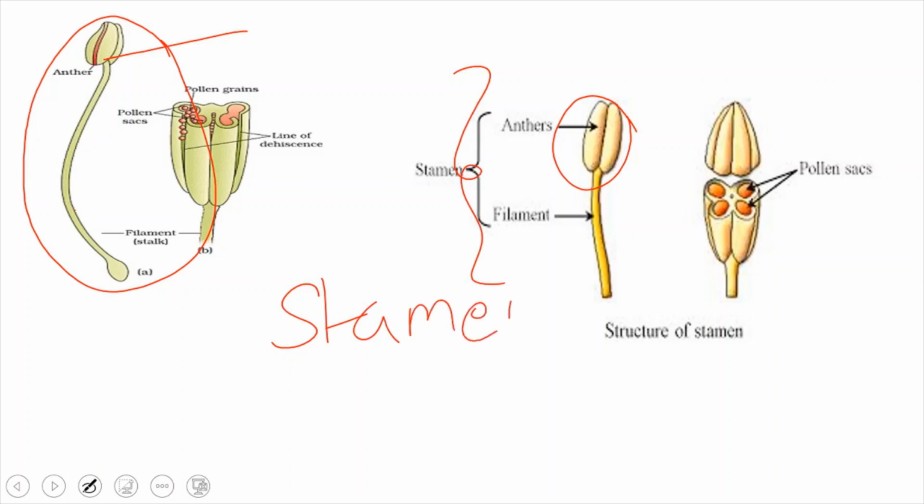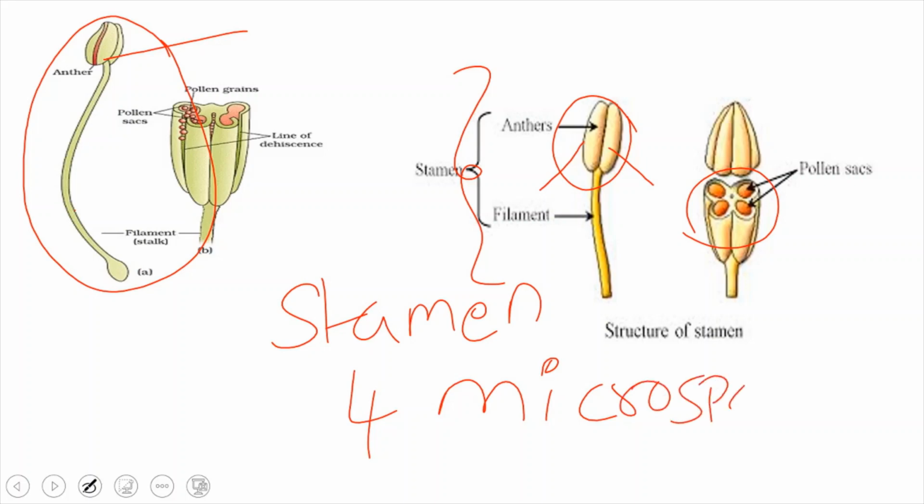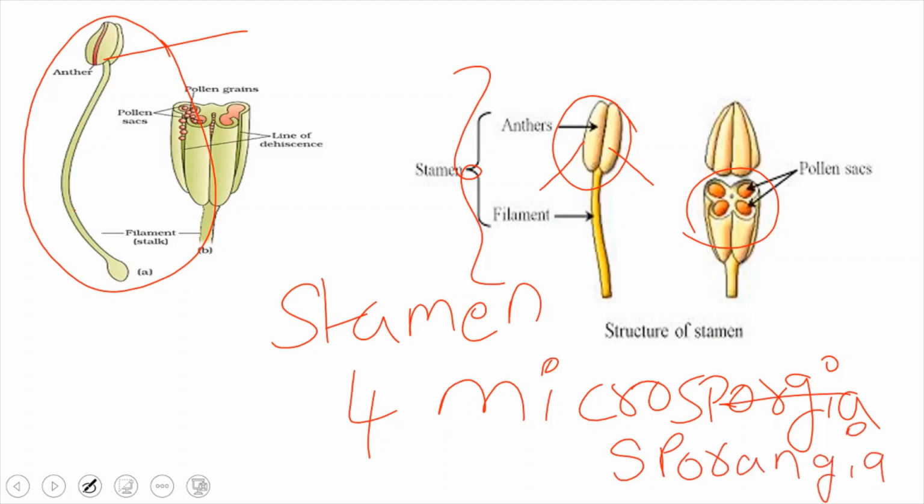It's bilobed. If you observe, this is one lobe and this is the other lobe, and each lobe contains two theca, so it is dithecous, and in each lobe we have two microsporangia. Totally four microsporangia are present, two in each lobe. So this is the structure of the stamen.